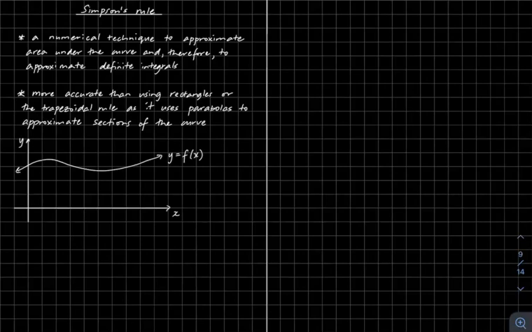Well, let's say we had a function like this, y equals f of x, and maybe we're wanting to find the area under the curve between x equals a and x equals b. So wanting to find that area under there, and therefore wanting to come up with an approximation for this definite integral, the definite integral of f of x between a and b. Now f of x is a continuous function between there.